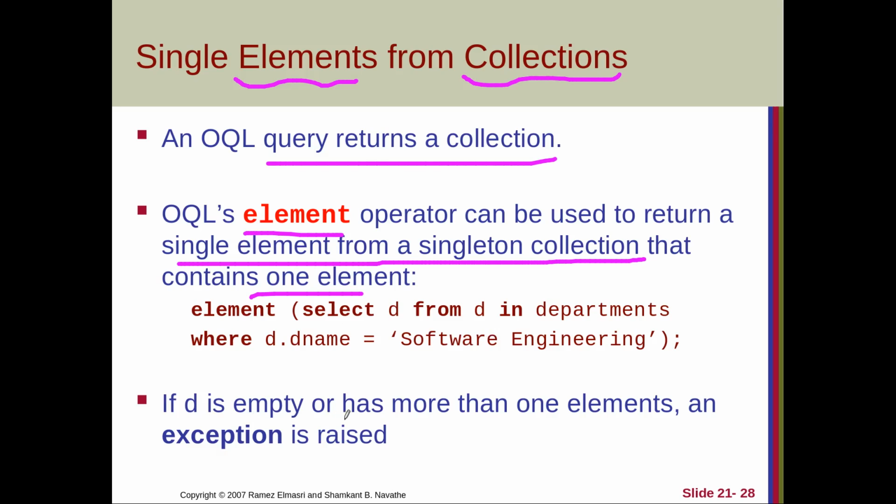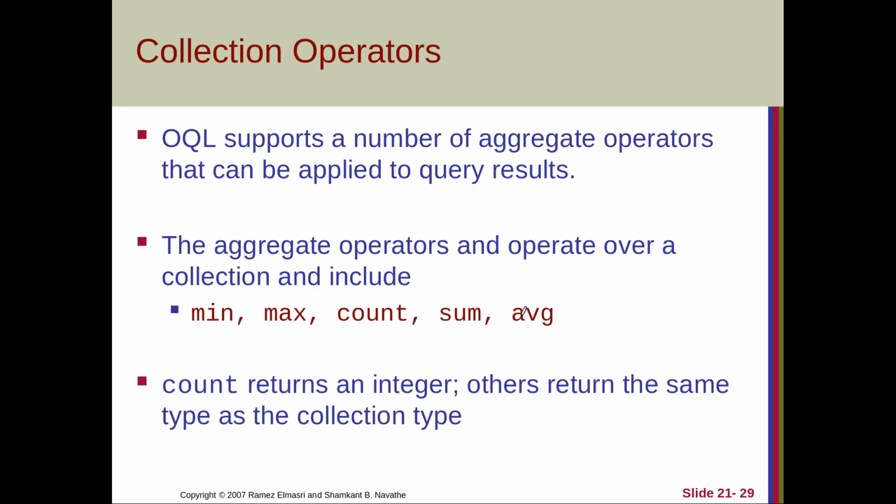If D is empty or has more than one element, an exception is raised. So when we use element, if the statement returns null or zero, or if it returns more than one value, it will create an exception. So this query should only return one value. If you want to obtain that single value, we can use element, which will return the single value selected from this particular select statement. Then collection operators.